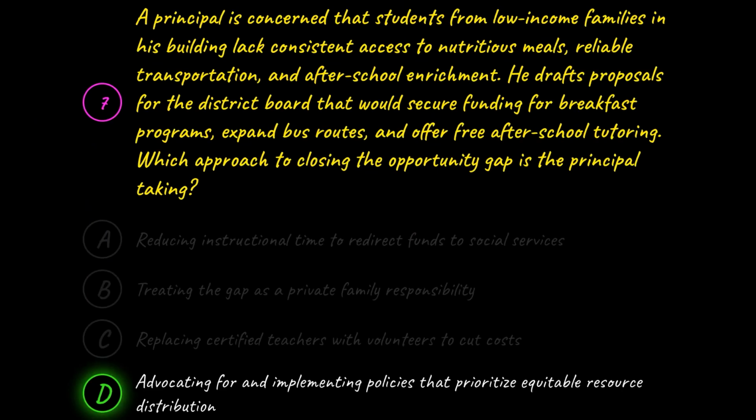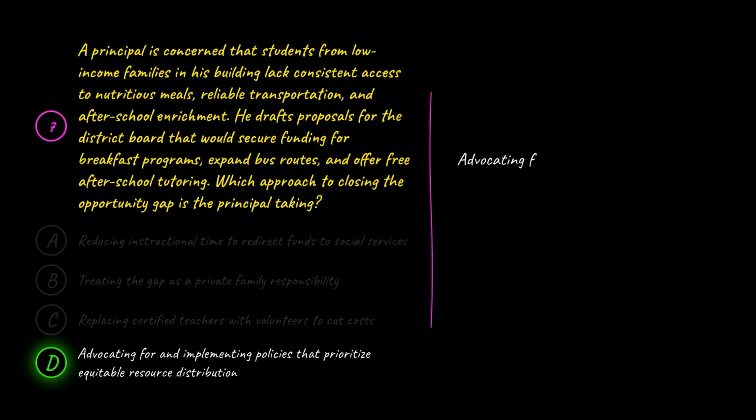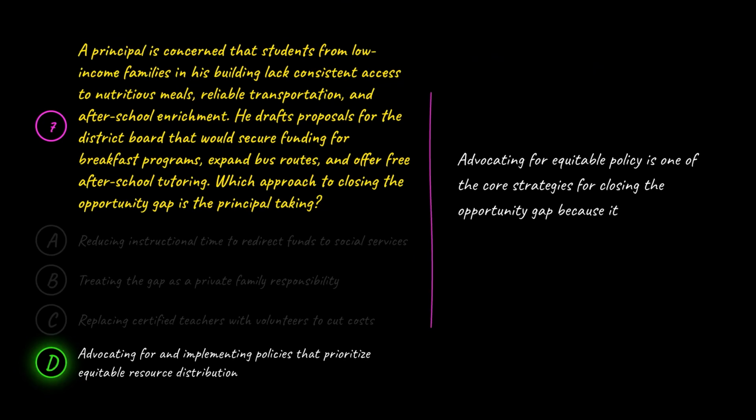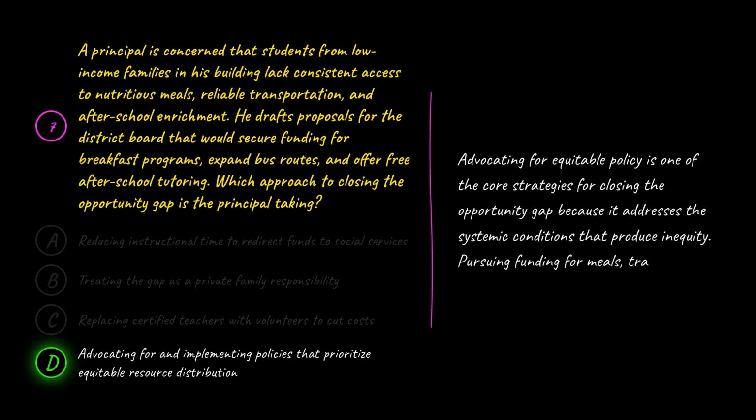The correct answer is D, advocating for and implementing policies that prioritize equitable resource distribution. D is correct because advocating for equitable policy is one of the core strategies for closing the opportunity gap because it addresses the systemic conditions that produce inequity. Pursuing funding for meals, transportation, and enrichment is the textbook example.